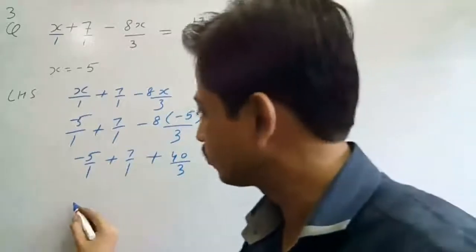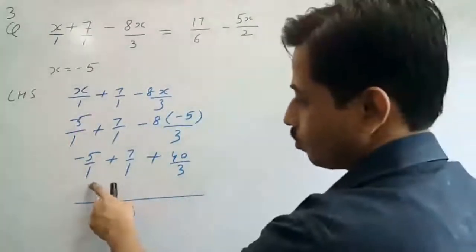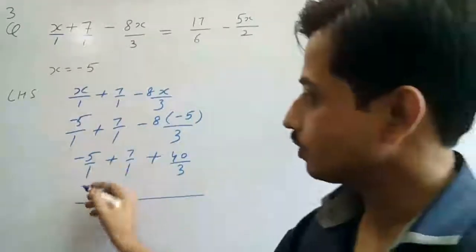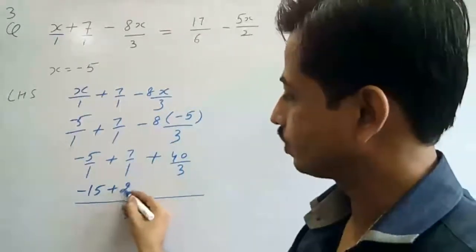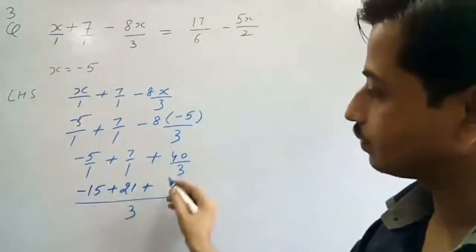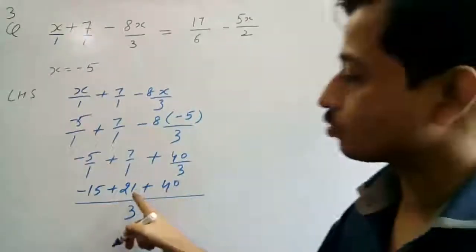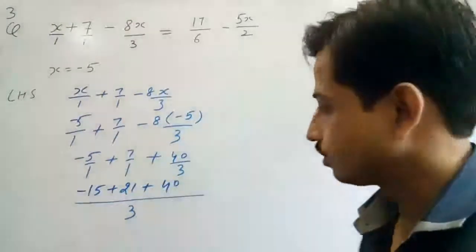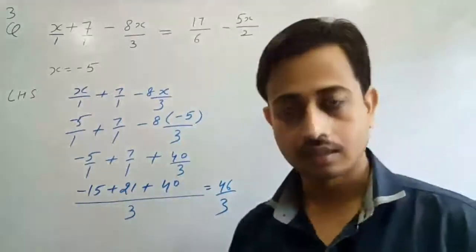Now what's the LCM of this? It is 3. Now 1 into 3, 3. So we have to multiply with 3. 3 into minus 5, minus 15. 3 into 7, 21. And we multiply with 1, 40. What's the value? 40 and 21, 61. 61 minus 15. So we get 46 by 3.